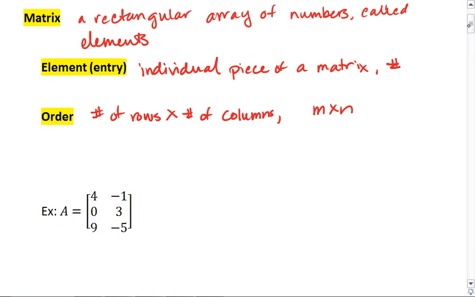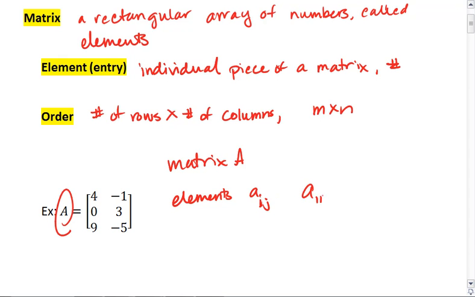For example, here's matrix A. Each element has the notation of a lowercase a. So our matrix is capital A. Our elements are lowercase a, i, j, where i tells us which row we're in and j is which column. Thus, A11 is element 4, first row, first column. A12 is negative 1, first row, second column. A31, third row, first column, that's 9.